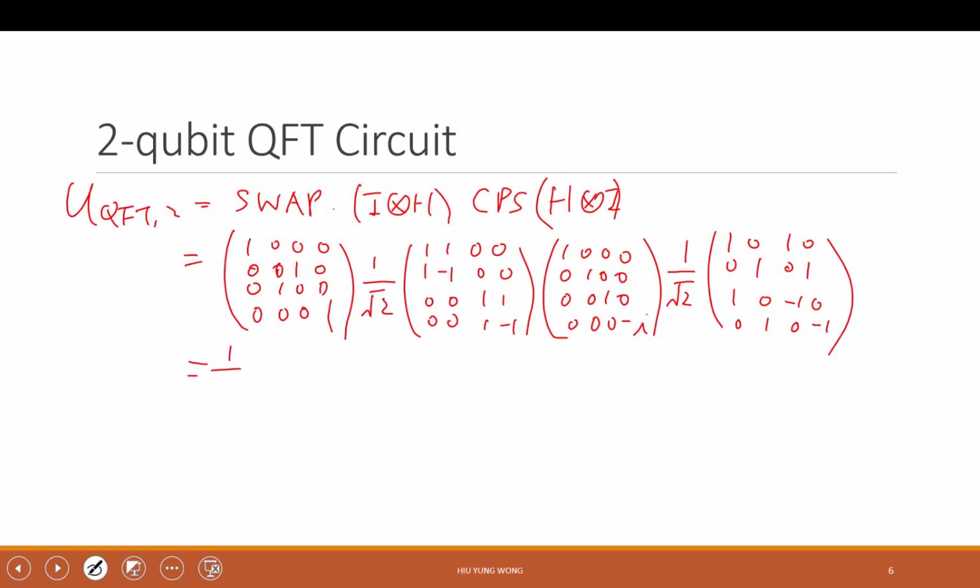I take this 1 over square root 2, and two of them become 1/2. Then I multiply the first one. Again, I hope that you can do it easily because this is row times column and I only have 1 here. Basically what I do is just copy this row, right? So the first one is 1, 1, 0, 0. The second one only has 1, 1, so I just copy the third row to the second row, so it becomes 0, 0, 1, 1. Then the third one, just copy the second row to the third row, 1, negative 1, 0, 0.